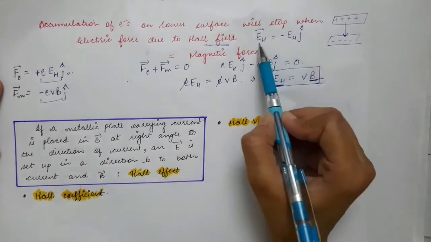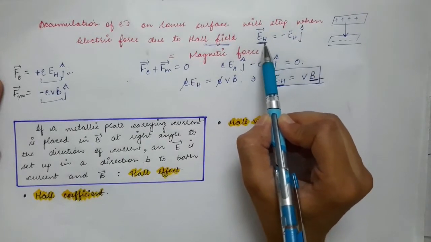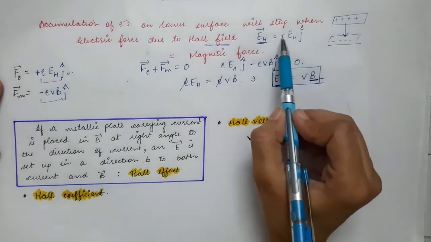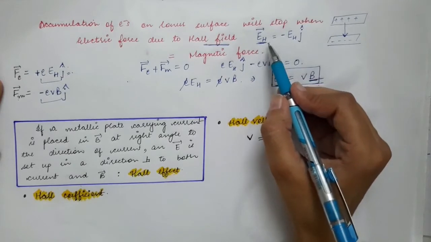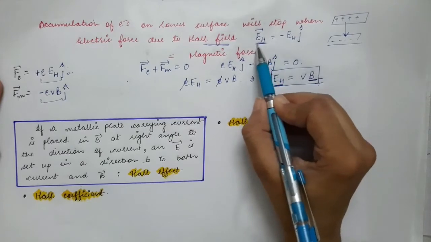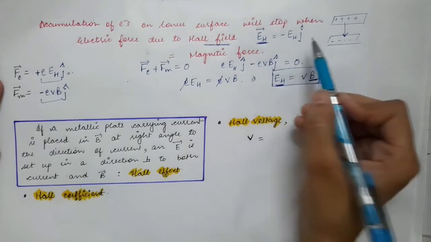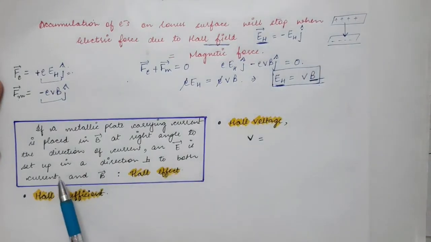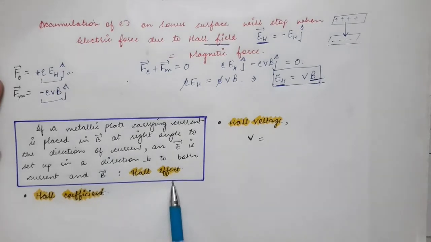We have seen that in this case the Hall electric field is set up along minus j cap, meaning along the minus y axis. So the magnetic field is applied along the plus z axis, current is flowing along the plus x axis, and the Hall electric field is set up along the negative y axis. The Hall electric field is set up in a direction perpendicular to both current and magnetic field, and this phenomenon is called the Hall effect.